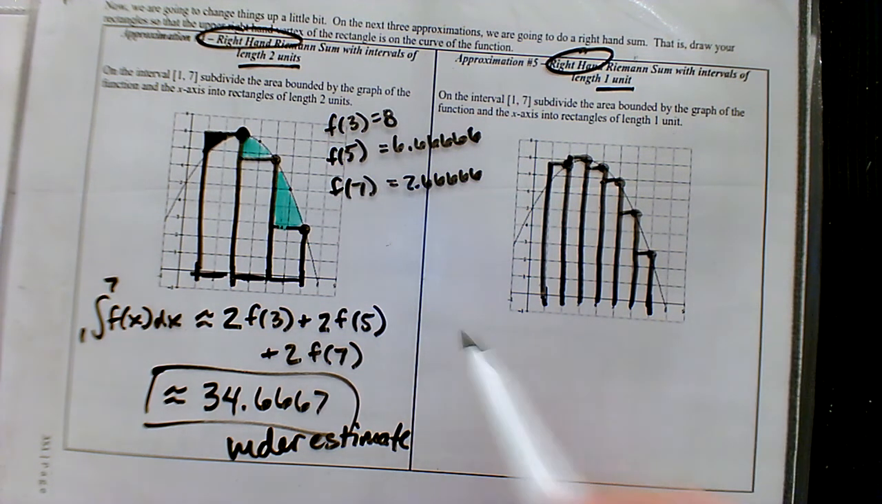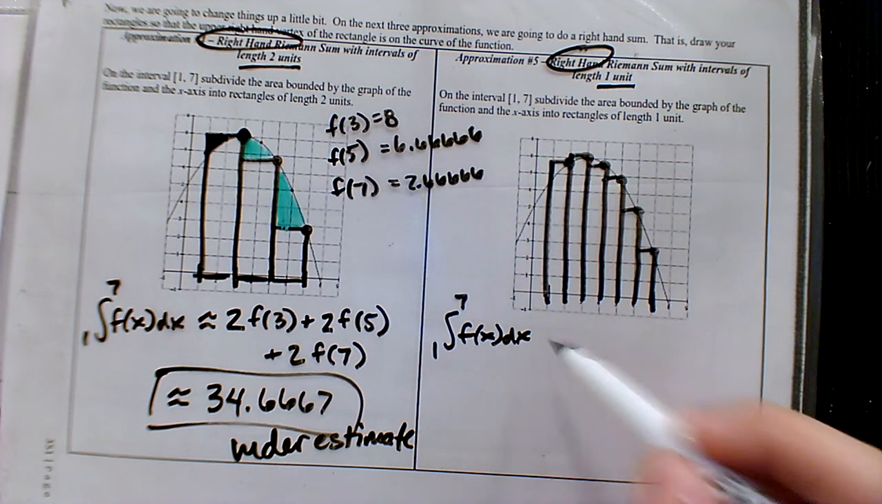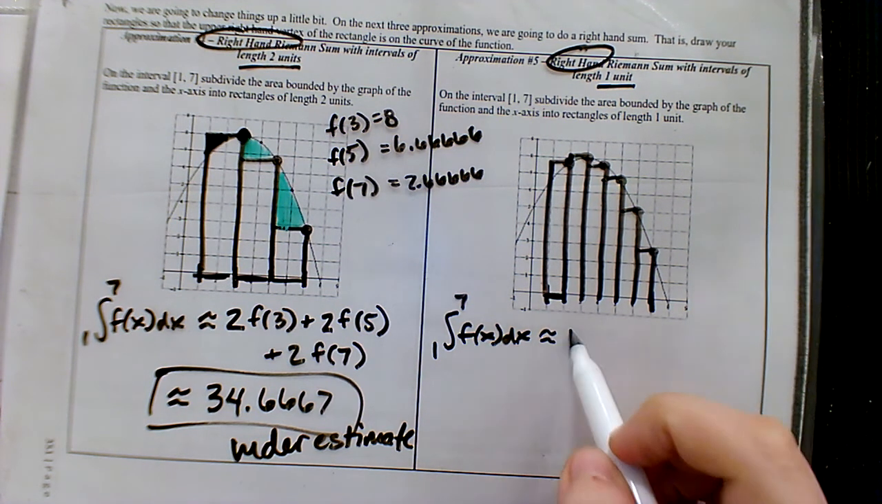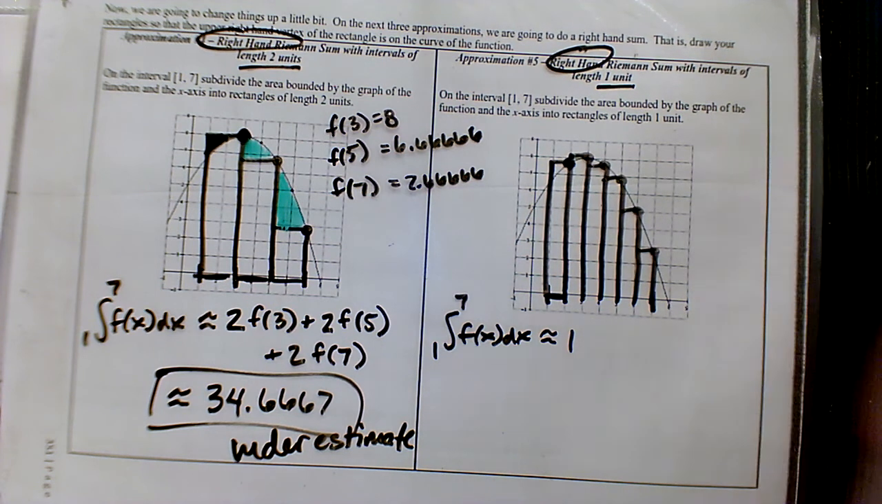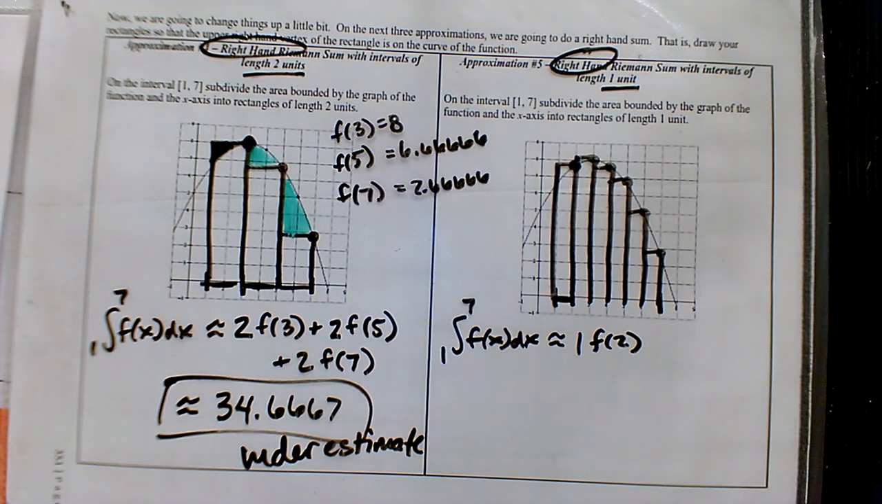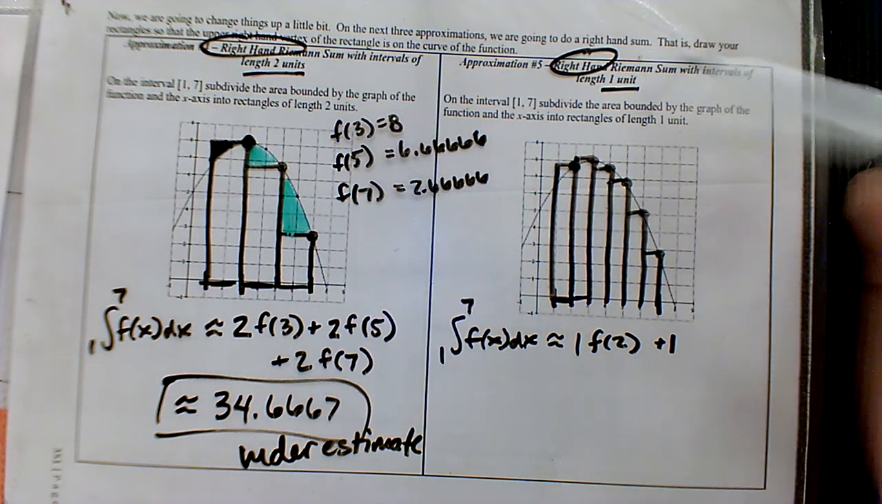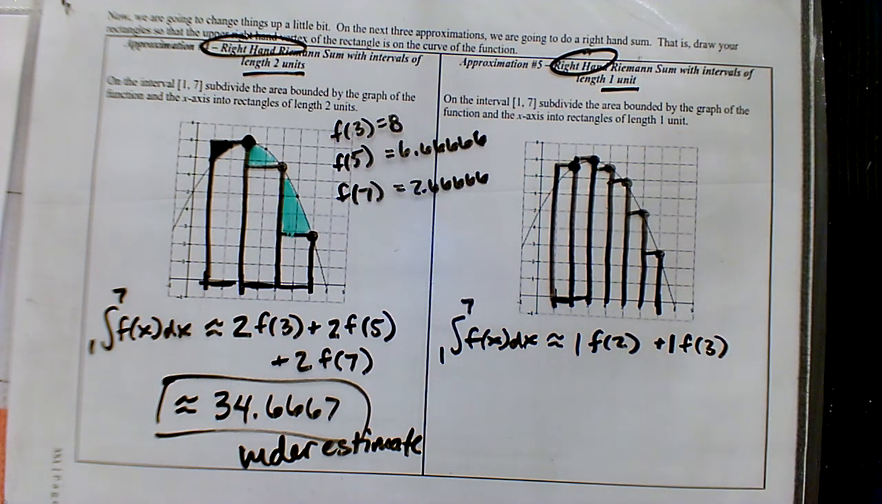All right, 1, 2, 3, 4, 5, 6 rectangles. Area under f of x from 1 to 7 is approximately, our first rectangle is a base of 1, and the height is going to come from the right endpoint, which had an x value of 2. The next rectangle, another base of 1. Height came from the right endpoint, which was an x value of 3. We're just going to continue the process until we get to the last one. Base of 1, height from f of 7.